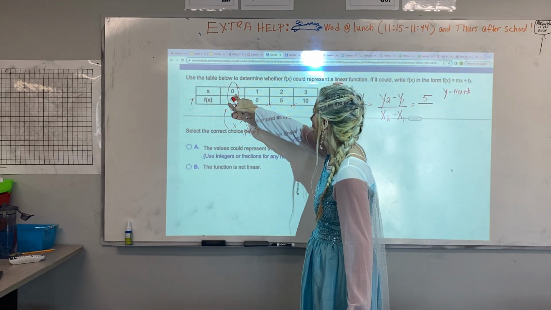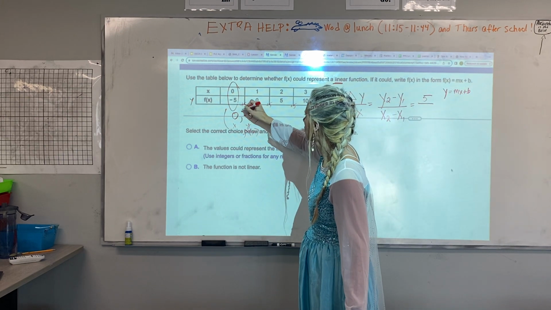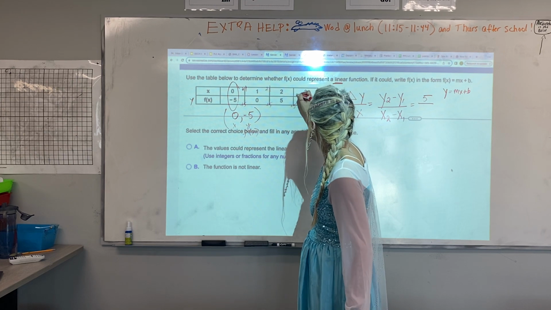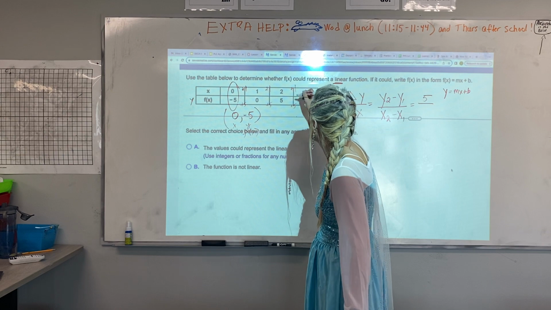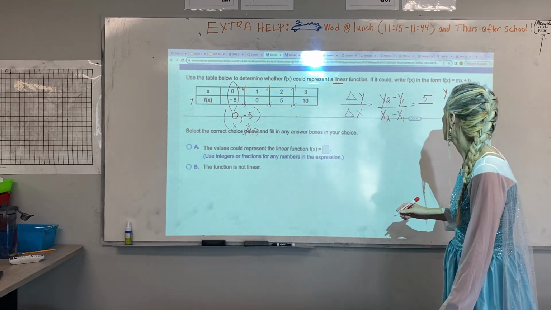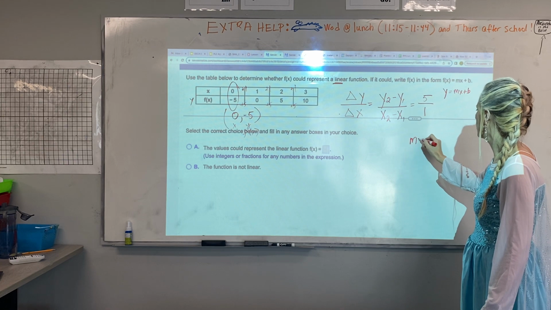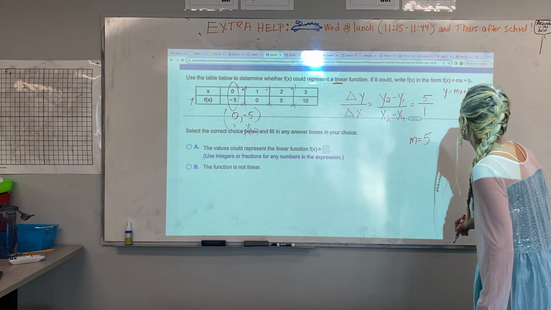What's my change in my x value? 0 to 1? It's going up by 1. Good. 1 to 2? 1. 2 to 3? 1. So what's my change in my x? 1. So it'd just be 5. So our slope equals 5.